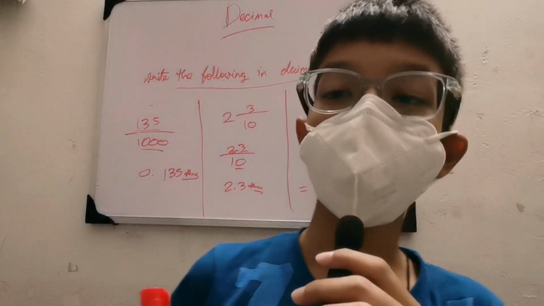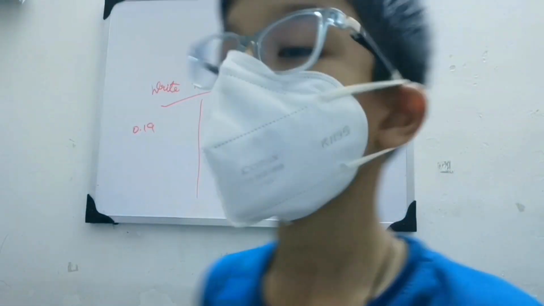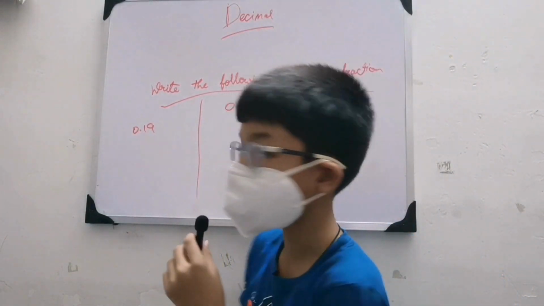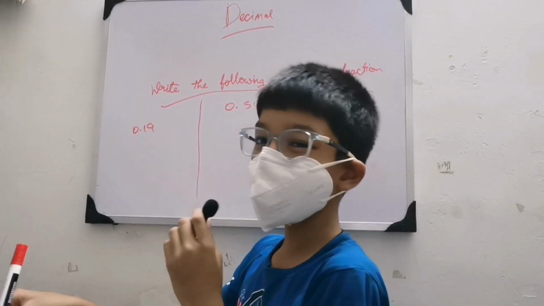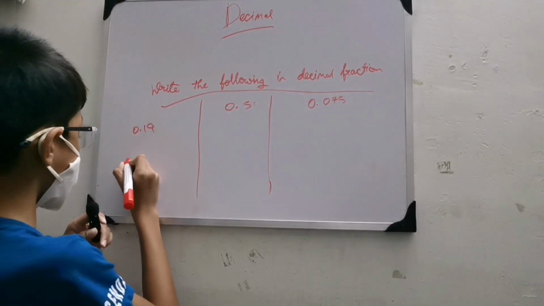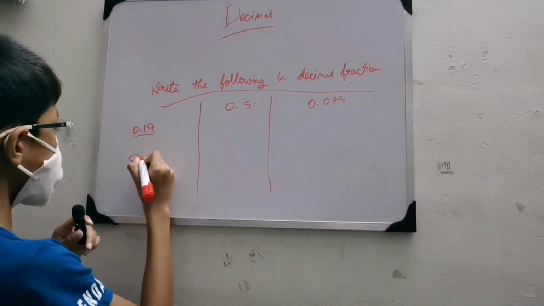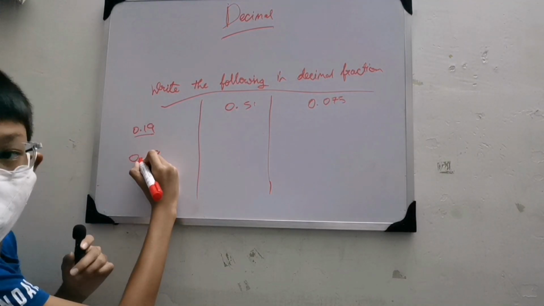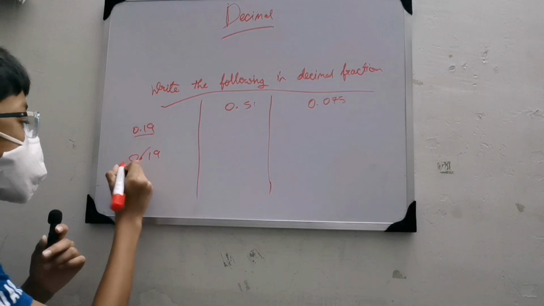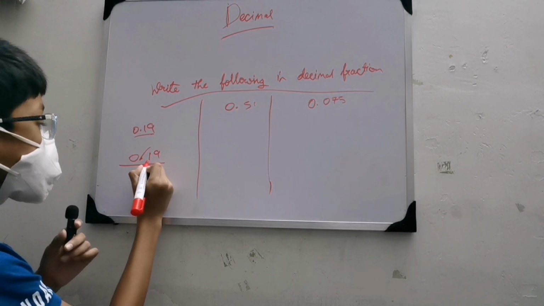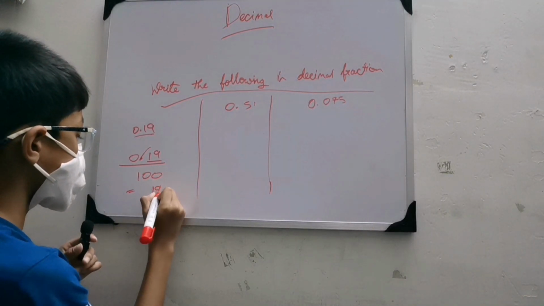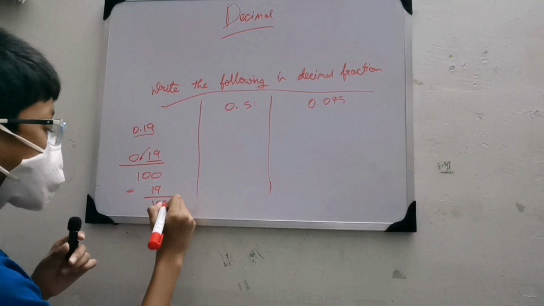Okay. So now let's move on to the next question. Now they will give you a question like: write the following in decimal fraction form. This is also very easy. There's nothing hard. Write this first. Now cut the decimal. See, cut the decimal like this. Draw a line. How many digits? 2. After the decimal, 2 digits. So our answer will be 19 by 100.